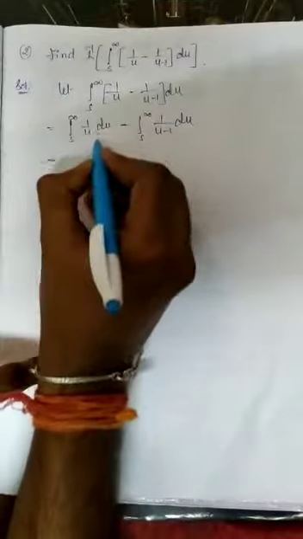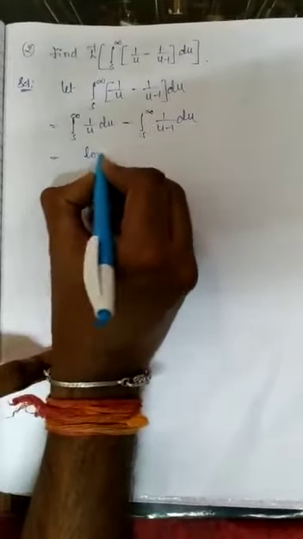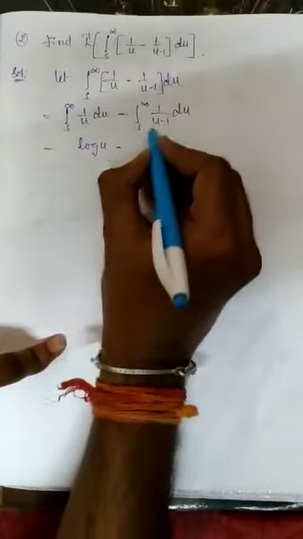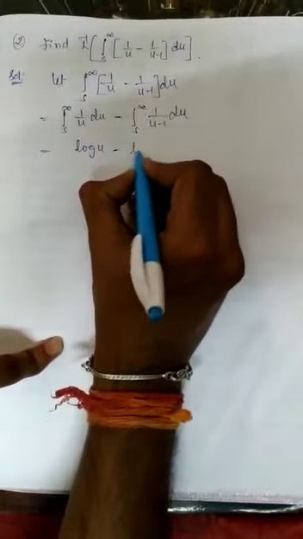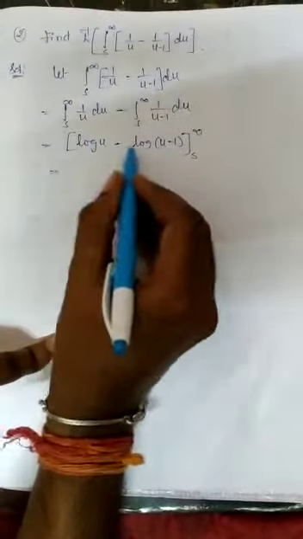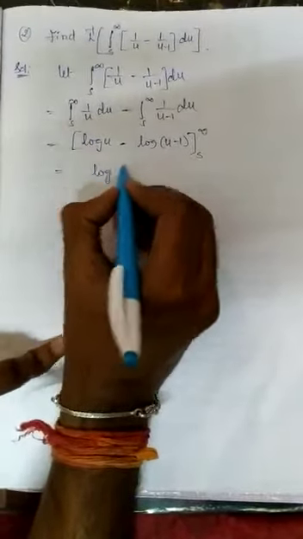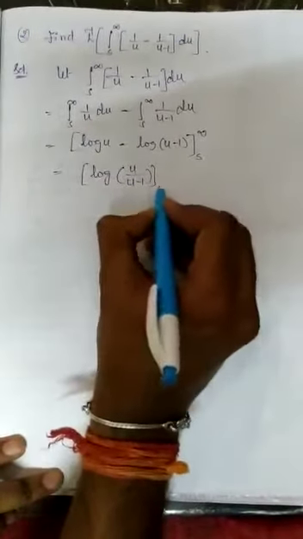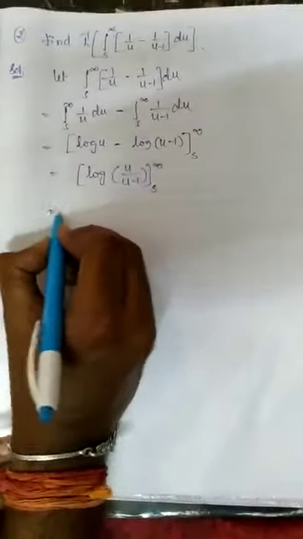So the integral of 1 by u, what will you get? Log u, and limits are s to infinity, minus the integration of 1 by u minus 1, which is log of u minus 1. For these two terms, limits are equal, so I am writing it as one term. Then log m minus log n, what will you get? Log m by n. So log of u by u minus 1, limits are s to infinity. Now let us apply the limits.